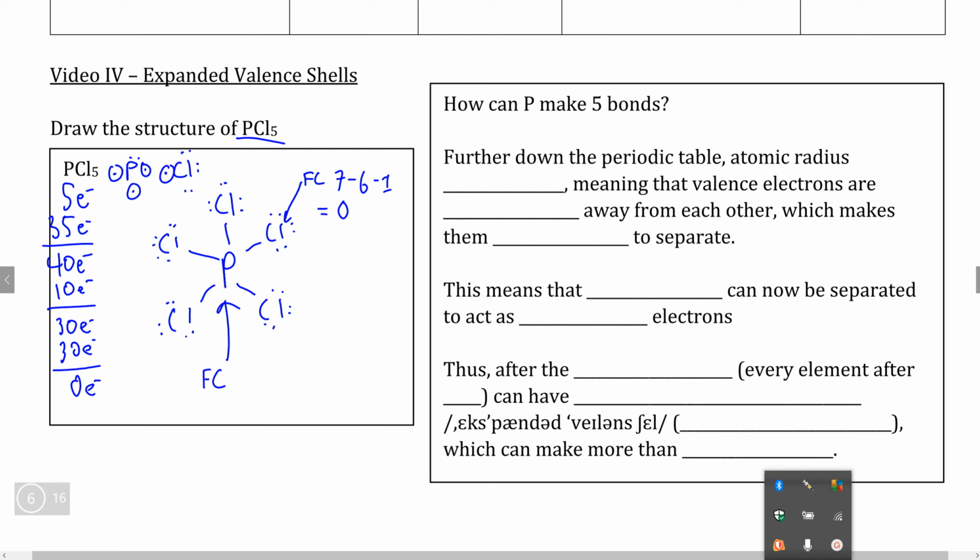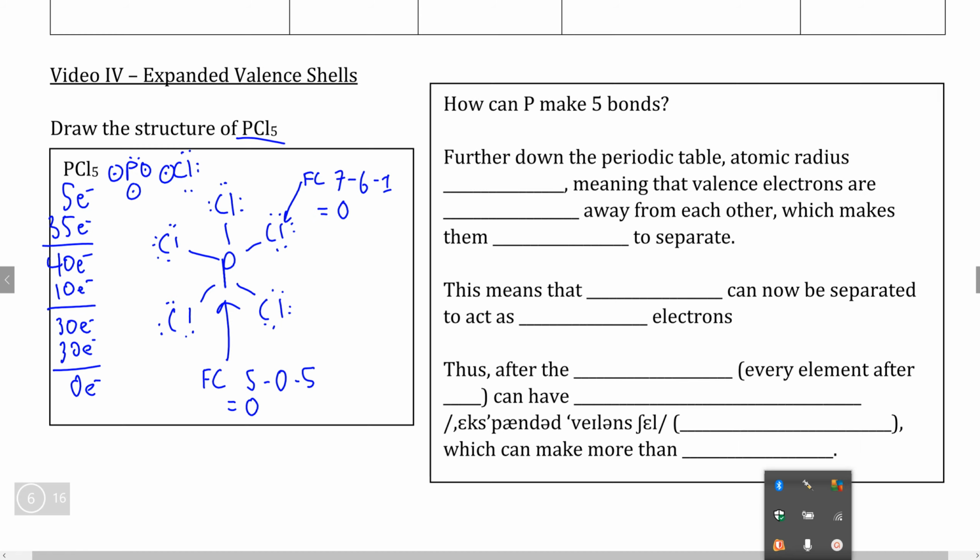Now, if we do the same thing with phosphorus, we know it starts with 5 valence electrons. In this case, because phosphorus has no lone pair and only 5 bonds, that's 0 non-bonding electrons and 1 electron per bond, which is 5, which means that phosphorus also has a formal charge of 0, which means that it is stable. So how exactly can we justify that phosphorus can make 5 bonds while other elements can't?